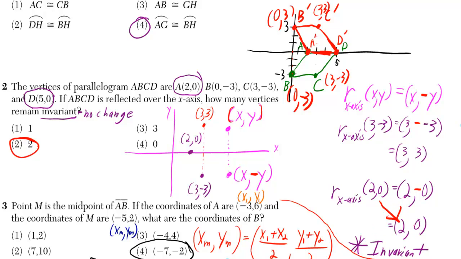So it's invariant. So what are the places where you have a y-coordinate of 0? A and D. That's all you had to do. You just had to realize that the y-coordinate is 0, so when I reflect it over the x-axis, the point's not going to change.